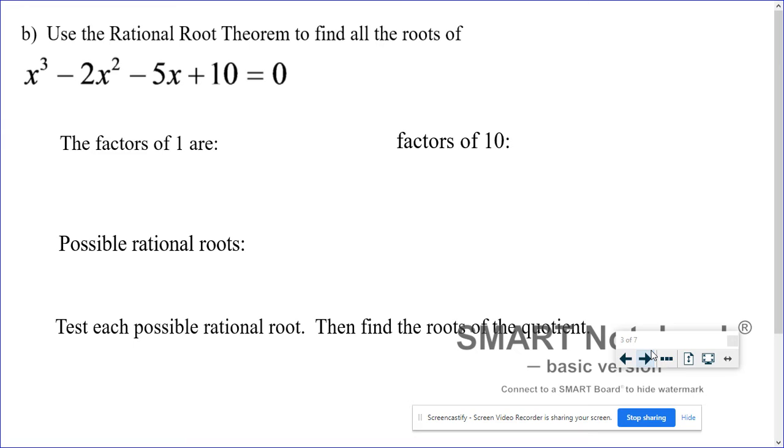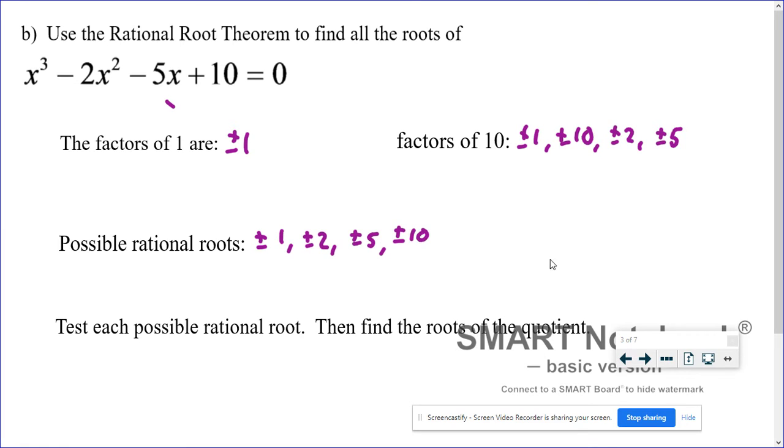We're going to do the same thing. This is basically the same kind of question. I'm going to throw in one thing that might help you do it a little faster. But we're still going to list out the factors of 1, so plus or minus 1. Factors of 10, plus or minus 1, and plus or minus 10. So because 1 times 10 is 10. Also 2 times 5 is 10. So those are the possible factors. We have plus or minus 1, 2, 5, and 10 as the possible rational roots.